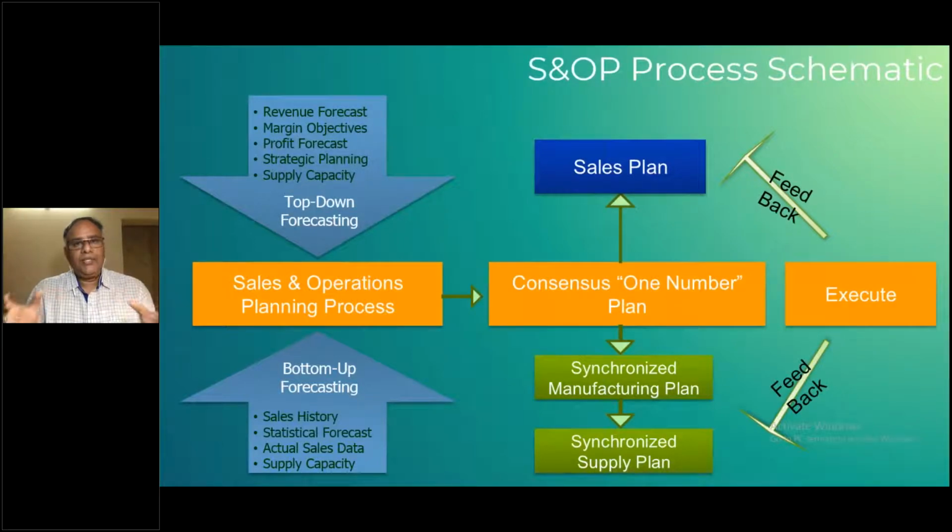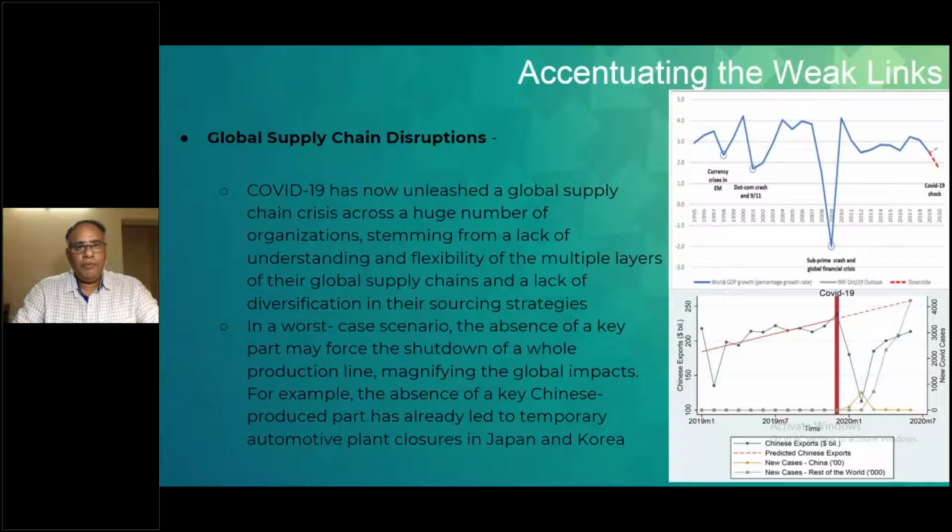And it has to be brought down to what we call a one-number plan, where you have coordination from all the places. Then you do the sales and operation plan, there are feedbacks here and there, and then you are able to execute, synchronizing the whole sales and operation plan. So this is the whole S&OP model.